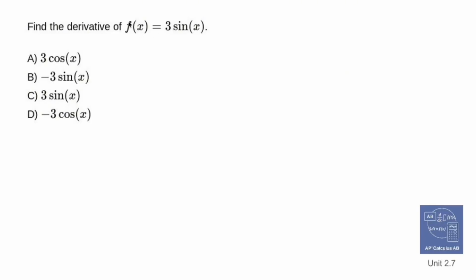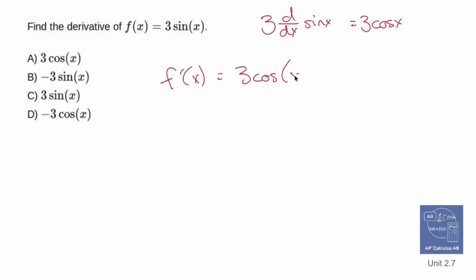Find the derivative of f of x equals 3 times sine of x. Generally speaking, the derivative of sine of x is cosine of x. So if you throw a number in front of it, I might as well just throw that number out here because it makes no difference, and then you throw the same number out here. So the derivative of 3 sine x is going to be 3 cos x. So very straightforward. A is going to be my answer for this one.